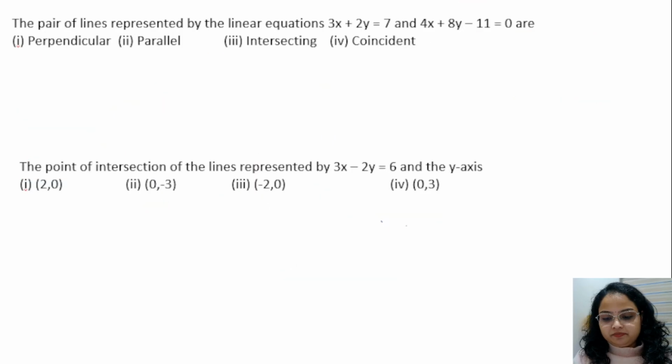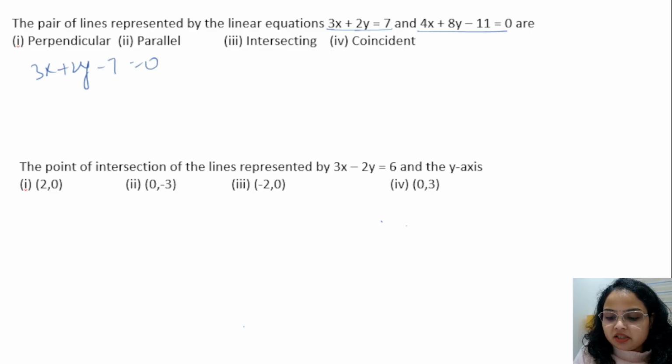Okay. Next one. The pair of lines represented by the linear equations. The two equations are given. We have to find what they are. Are they perpendicular or parallel or intersecting or coinciding? Okay. Here a1 is 3, b1 is 2, c1 is what? We will write these lines again. 3x plus 2y minus 7 is equal to 0. And the second equation is 4x plus 8y minus 11 is equal to 0.